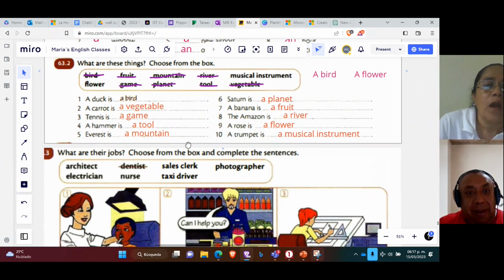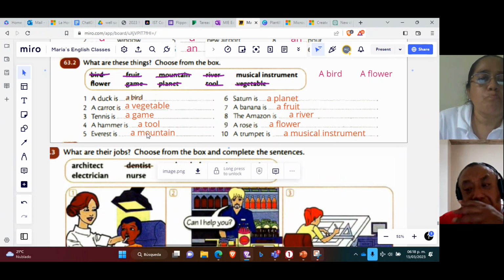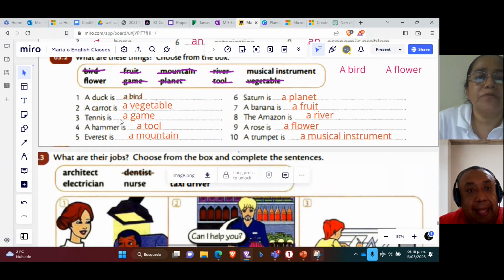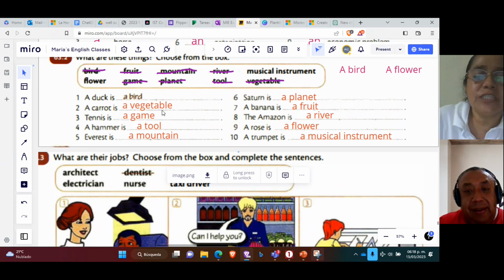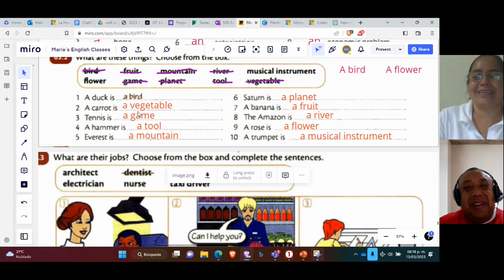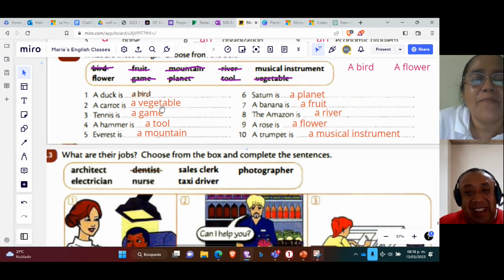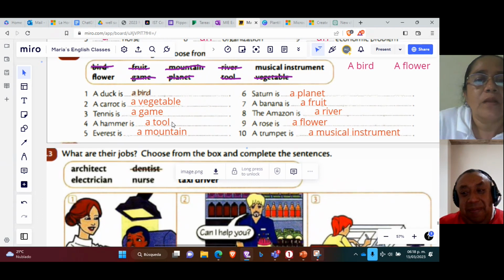Bien, Mari. Ahora, la leemos, Mari. Yo la leo primero y usted la lee después. A dog is a bird. A dog is a bird. A carrot is a vegetable. A carrot is a vegetable. Casi. Vegetable. Otra vez. A carrot is a vegetable. Vegetable. Bien, vegetable. Tennis is a game.